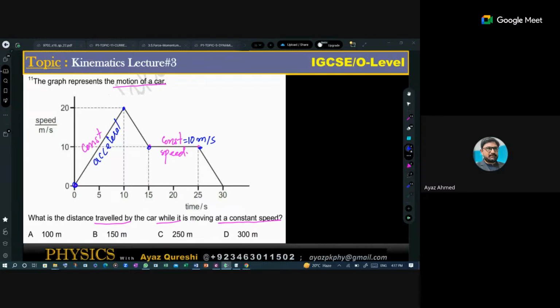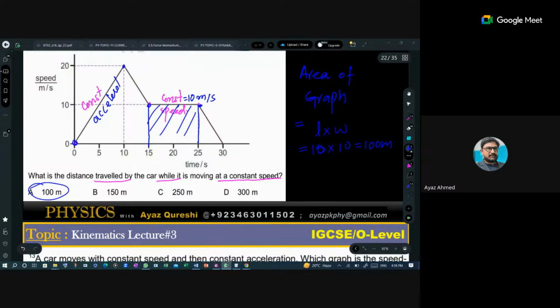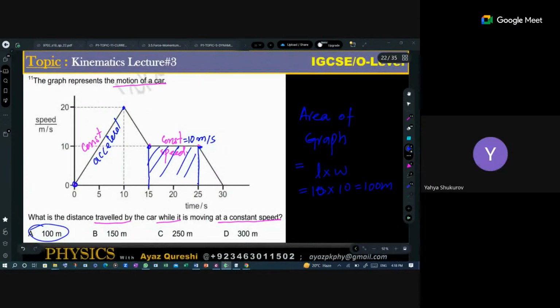Yes. How to find the distance covered? We have to take the area of the graph, right? So when we take the area of the graph, it is not 1 by 2. It is length times width because it is a rectangular portion. So it is 10 times 10, which equals 100 meters. What will be the option? Option A. Is it clear? Yes.